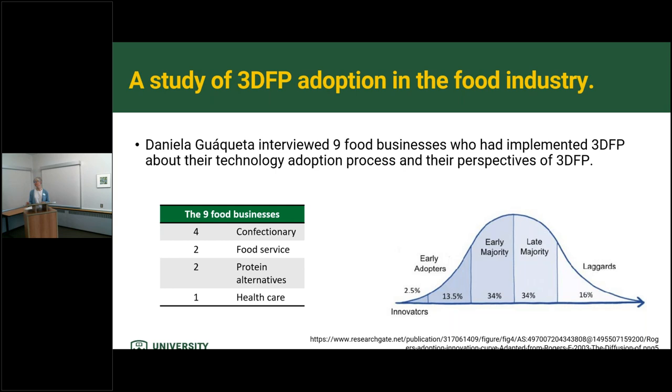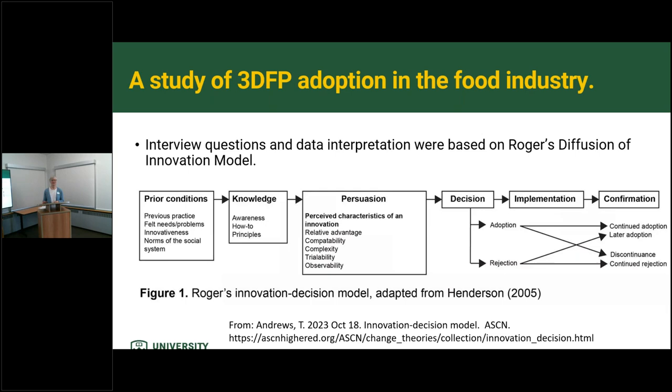And she used a model called diffusion of innovation to determine who was an early adopter, the early majority, and then the late majority, and the laggards wouldn't yet be in the industry. So as I mentioned, she used this diffusion of innovation model to develop her questions and then interpret the data.